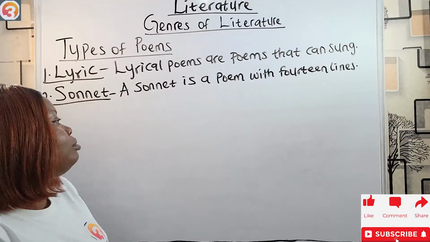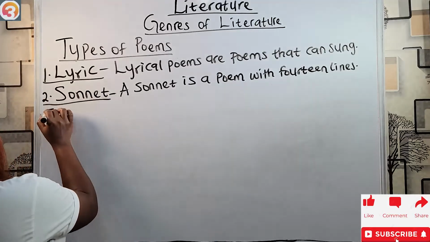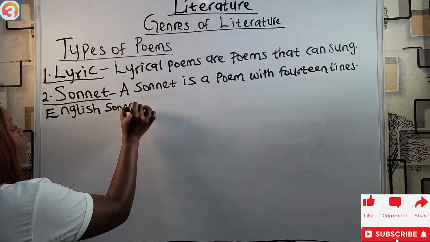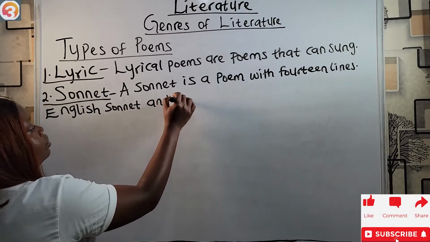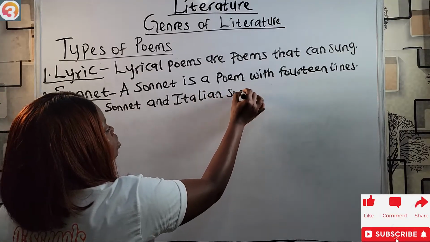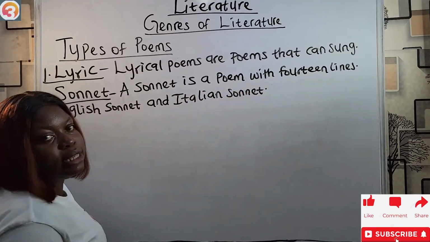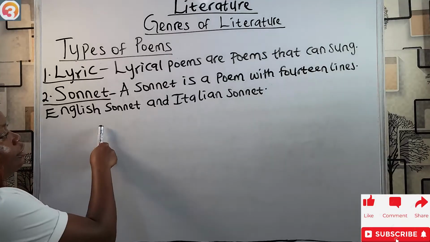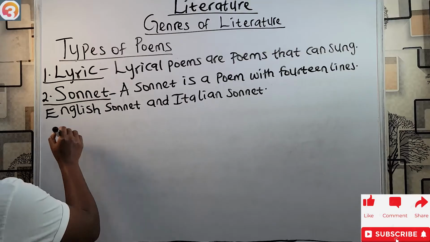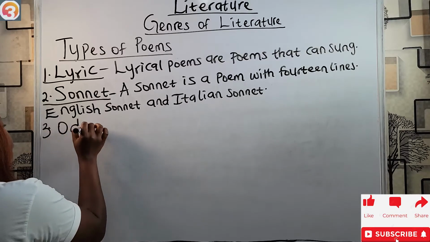And then there are two types of sonnet. We have the English sonnet and the Italian sonnet. The major difference between these two types is in the rhyming scheme. The English sonnet has a different rhyming scheme than the Italian sonnet.